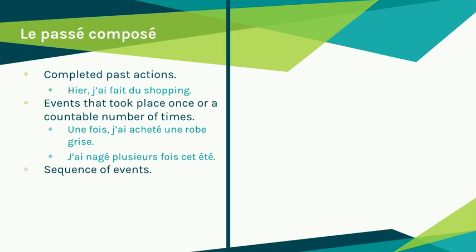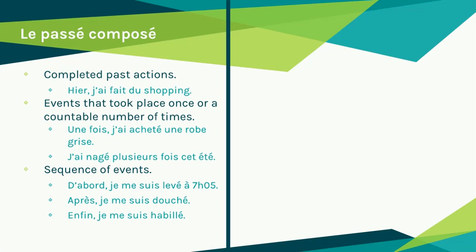We also use it for a sequence of events. So I'm saying this happened, then this happened, then this happened. All passé composé. D'abord, je me suis levé à 7h05. Après, je me suis douché. Enfin, je me suis habillé. Here we're saying first, I got up at 7:05. After, I took a shower. Finally, I got dressed. This sequence of events is all going to be passé composé.